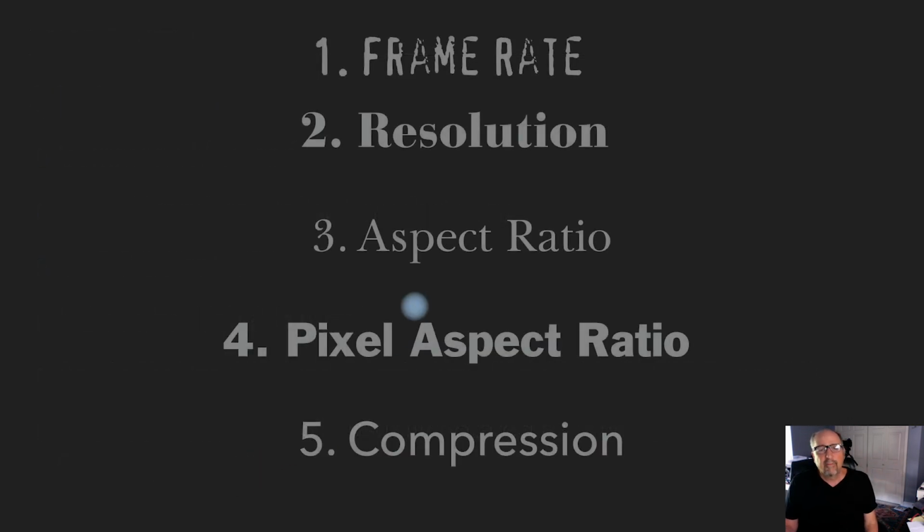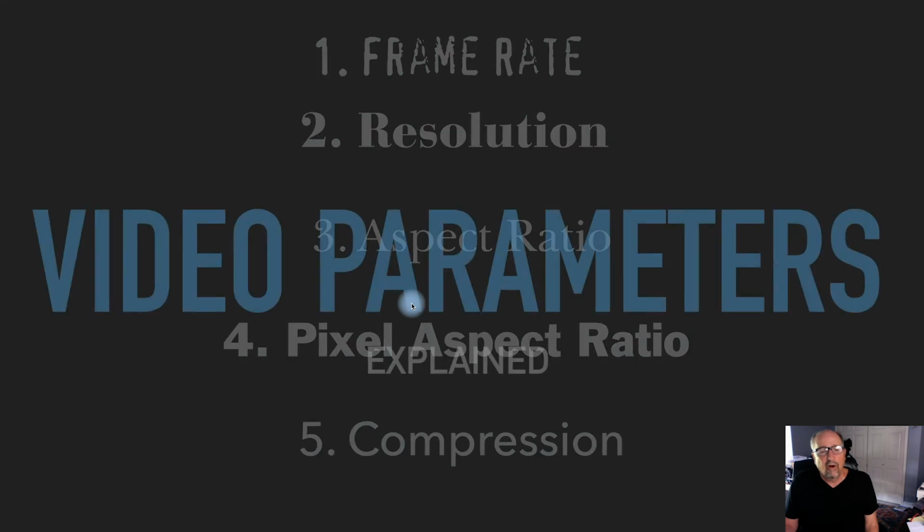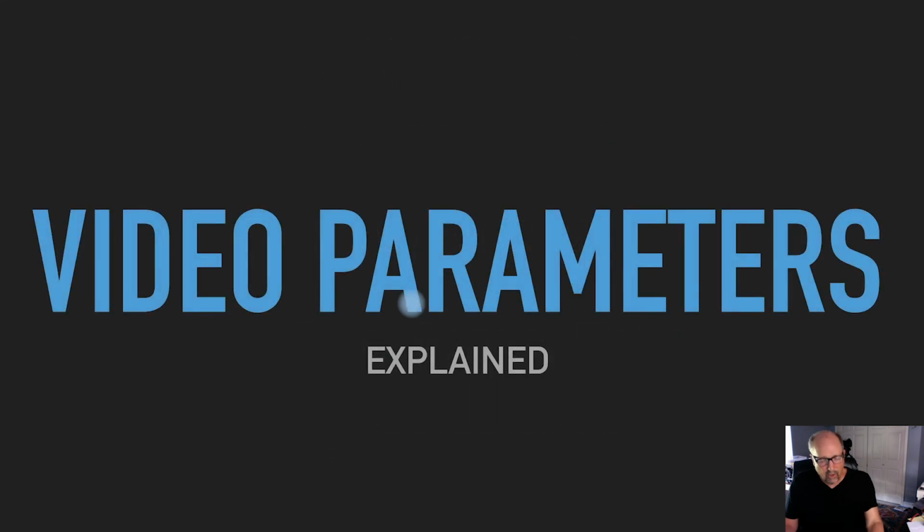So here we've got frame rate, resolution, aspect ratio, pixel aspect ratio, compression, the 5 things you need to know about your files. And there you go, video parameters explained. I hope you enjoyed yourself.